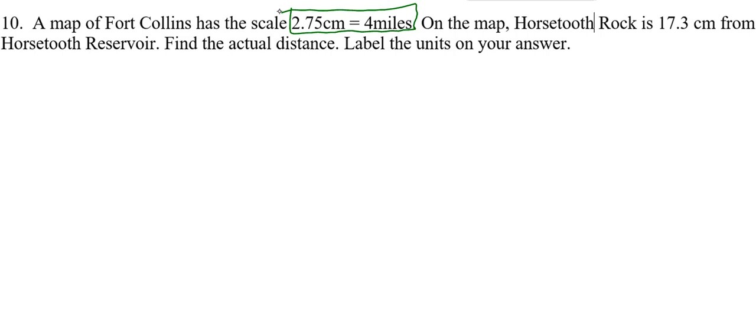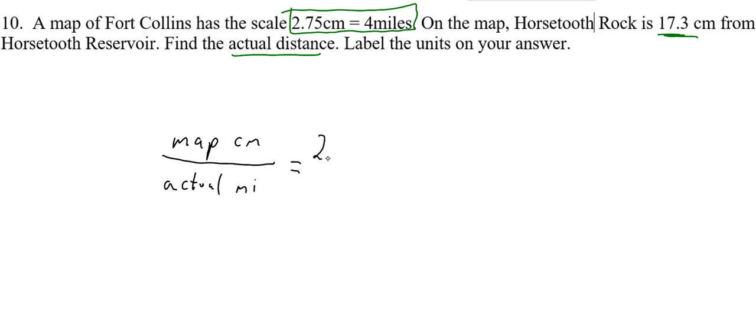Okay, so on the map, the map distance is 7.3 centimeters, and we want to find the actual distance. Okay, so what's useful here is, again, I'm just going to decide mathematician's choice. I'm going to decide my ratio. So on the top, I'm going to say it's the map, which is in centimeters, and on the bottom is the actual real life distance, and that's going to be measured in miles. So I know the map gives me one of my ratios, so I get 2.75, okay, over 4.